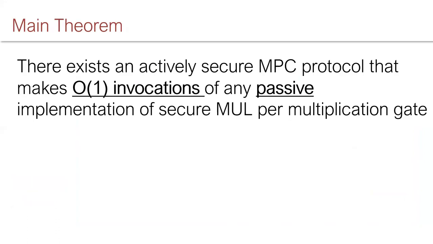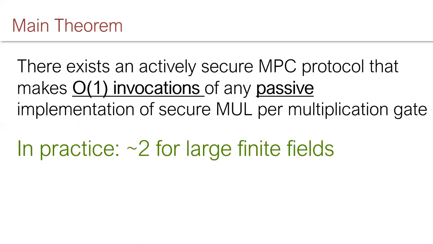Given the state of the art, our main result shows a compiler that makes a constant number of calls to any passive implementation of F-Mult. In practice, this constant can be brought down to two for large fields. I will now explain our techniques.